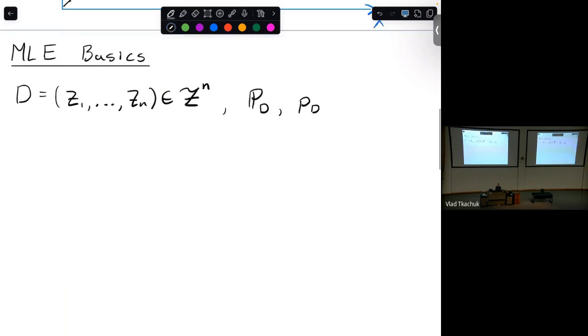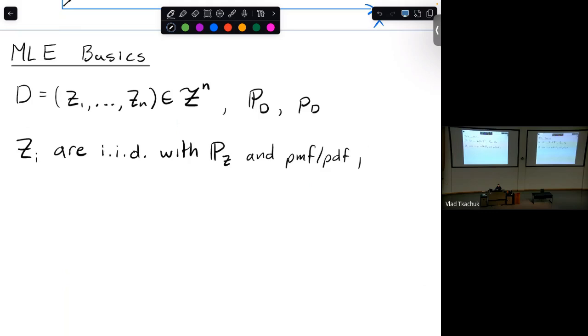Okay. And the assumption that we'll be having, you can already see it. Let me say it this way. The assumption is these Zi's are IID with the same distribution. We need a distribution for each one of these, and so that'll be P of Z. That's its distribution, and PMF or PDF, little p of Z.